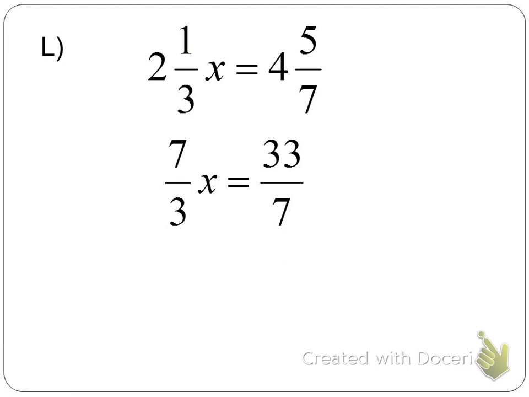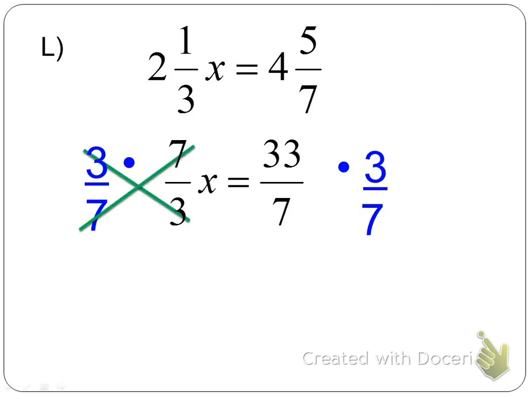Now you can use the reciprocal trick. Sometimes students have a hard time deciding which one to use the reciprocal of, okay? So we pick the one that's with the variable. So 7 over 3 is the one that's being multiplied by the x. So this is the one we're going to flip and multiply both sides by. All right, and then on the left side, the 3's go away and the 7's go away. On the right, multiply across the top, you get 99. Across the bottom, you get 49.